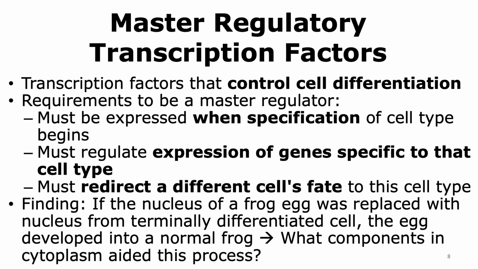Basically, the whole concept of a master regulatory transcription factor began when scientists found that if the nucleus of a frog egg was replaced with the nucleus from a terminally differentiated cell, the egg developed into a normal frog. So there was something in the cytoplasm that helped the nucleus enable the whole process of development to get a frog. And so what components in the cytoplasm aided this process? And that is how master regulatory transcription factors came to be known.